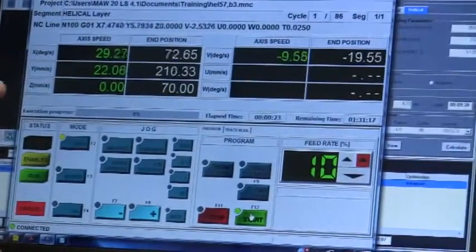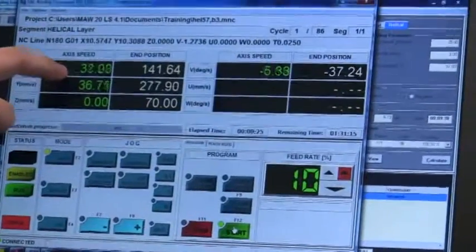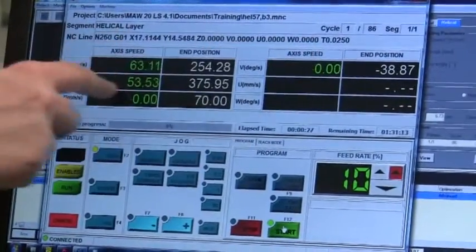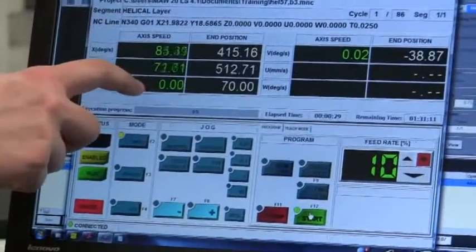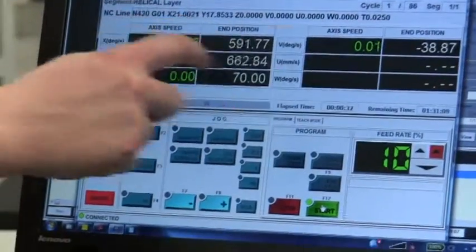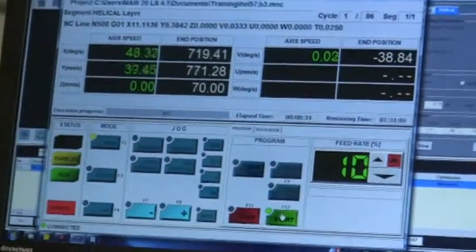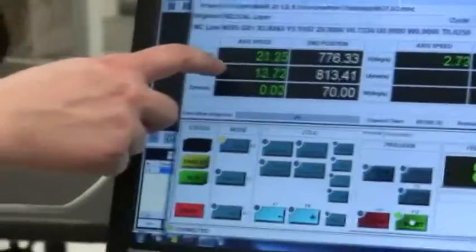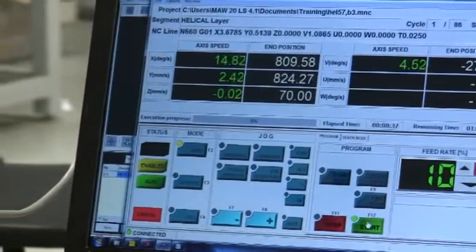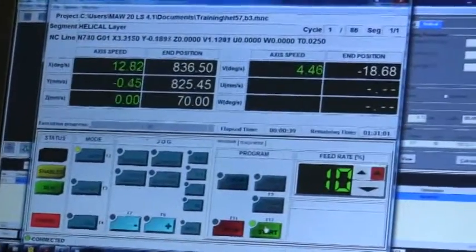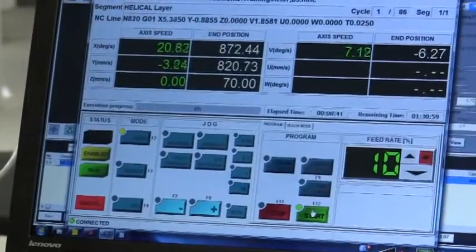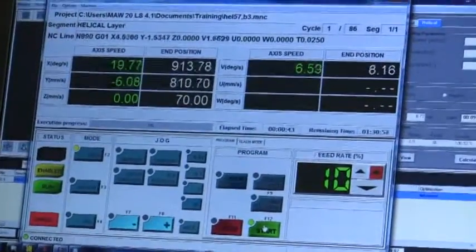As you can see, while all the axes are moving, you can monitor the speed of each axis. The green number represents the speed. For the linear axis, the speed is in millimeters per second. For the rotating axis, the speed is in degrees per second.